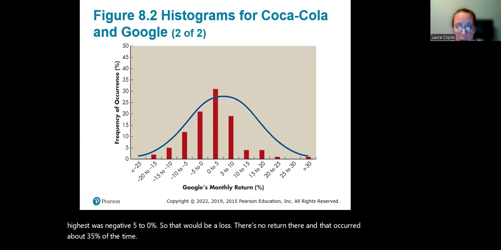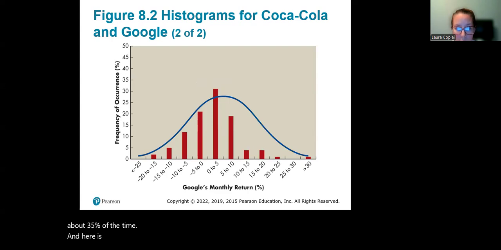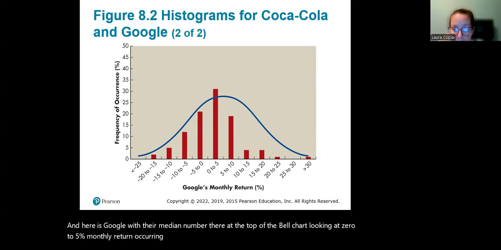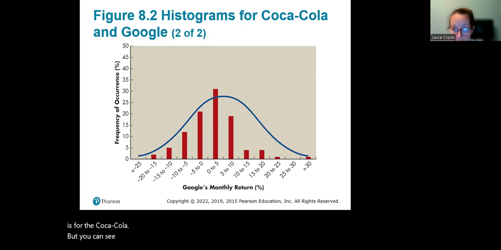And here is Google with their median number there at the top of the bell chart, looking at 0 to 5% monthly return occurring about 30% of the time. This is a little bit more spread out than it is for Coca-Cola. But you can see that at some point, maybe 1% or 2%, they had above 30% in returns, which is fantastic.